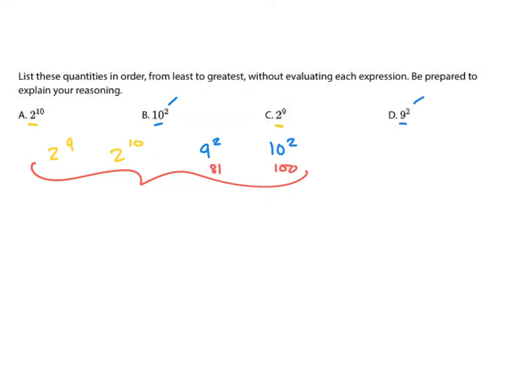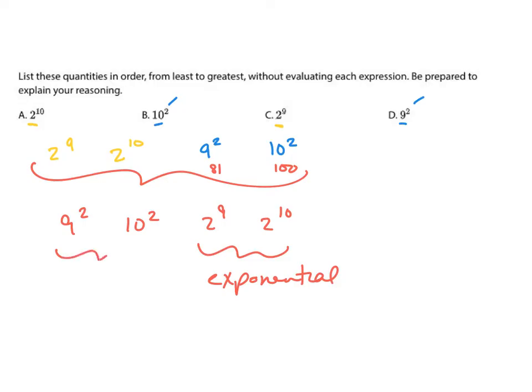I know it said don't evaluate them, but those should be much smaller than something raised to a 9th power, because that's exponential growth. This is exponential. It's always bigger. And this is just quadratic. So our order would be D, B, C, A. D, B, C, A. Cool.